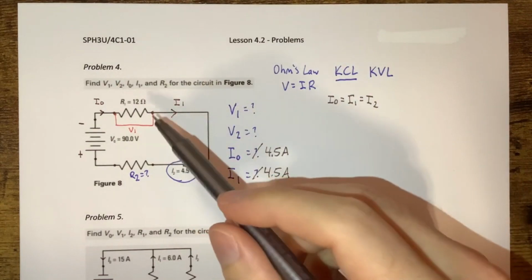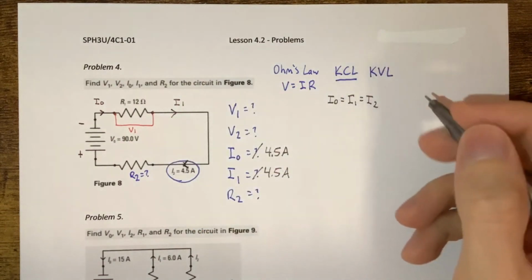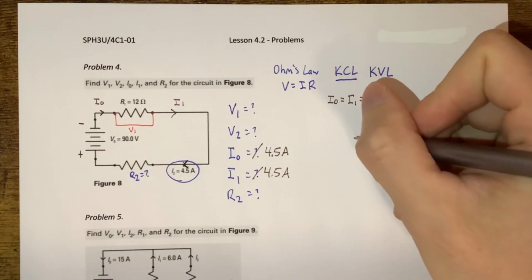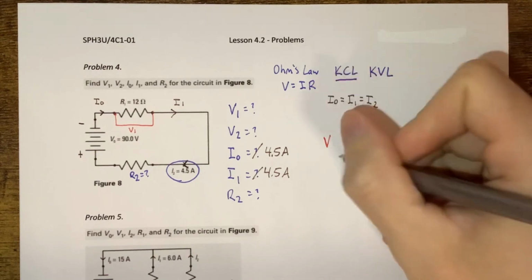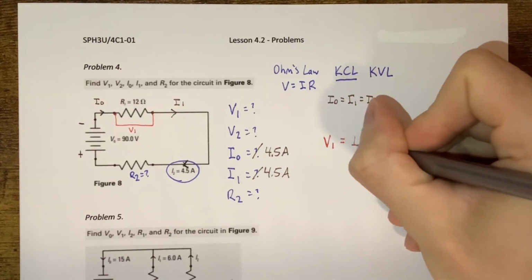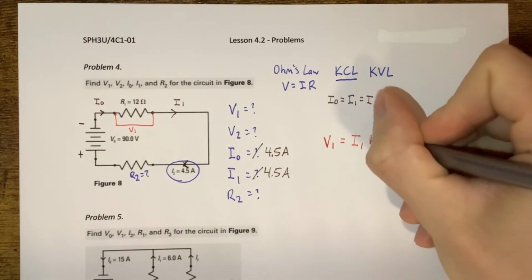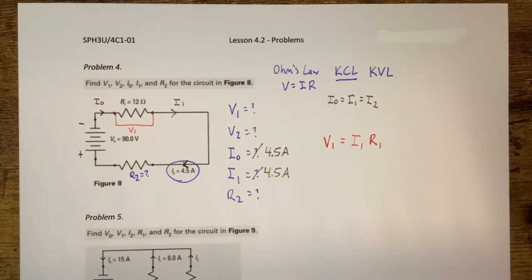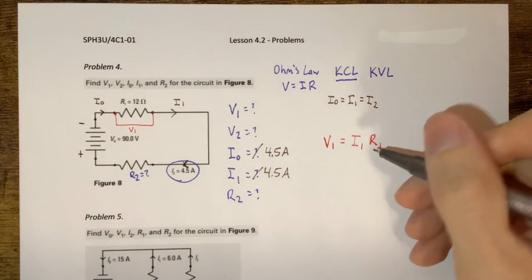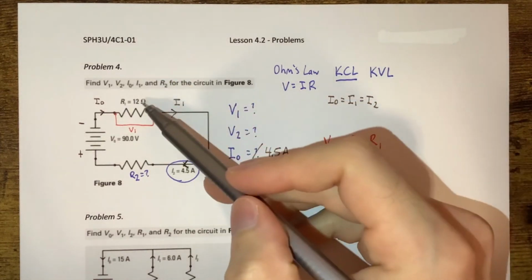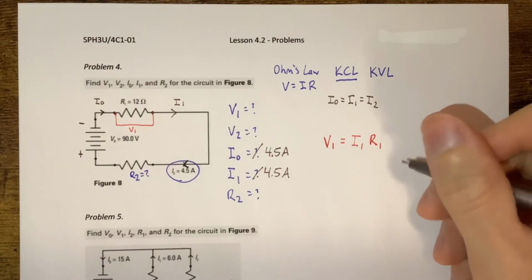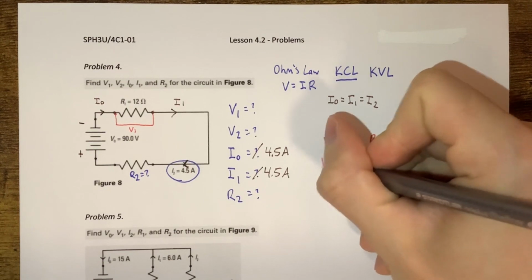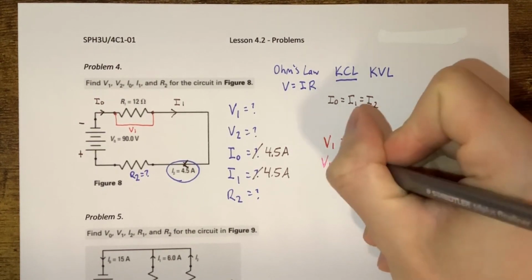So to figure out what V1 is, we have to use Ohm's law. V1 is equal to I1 times R1. I'm going to use a different marker here. We know what I1 is, and they also give us the resistance of this resistor that's in the way there, so we can just plug those values in and find V1. Well, we're just going to persevere here.